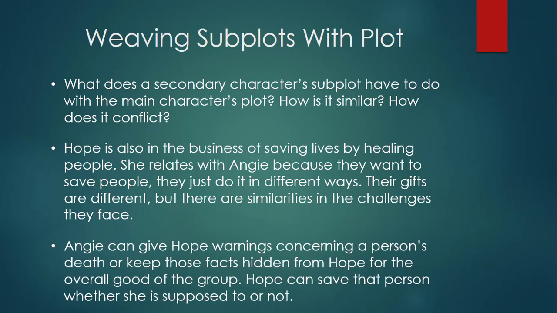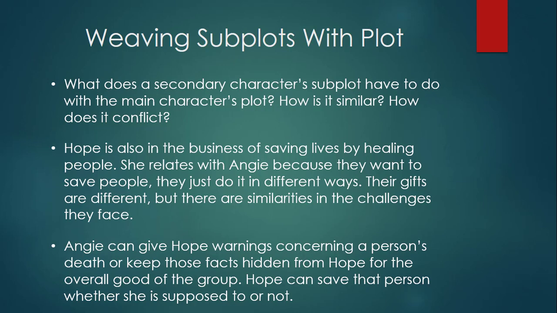But here's the conflict, okay? Angie can give Hope warnings concerning a person's death to help that friendship survive, or she can keep those facts hidden from Hope for the overall good of the group. Because Hope, her conflict and one of her problems is that she can save a person whether she's supposed to or not. Like, she has full control and power over that. It's her choice whether or not she saves them, even if she knows she's not supposed to. And Angie is aware of this and knows that someone is going to die, and it's her choice to let Hope know about this when she knows full well that maybe that person is supposed to die.